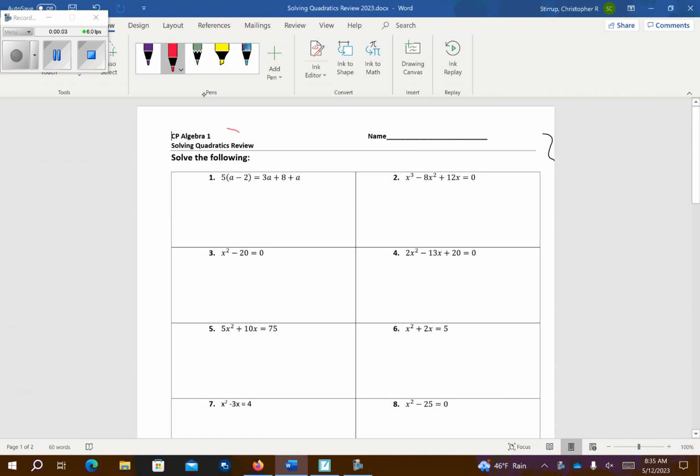Alright everybody, this is the solving quadratics review. So make sure you have worked these out and then just double check your work.